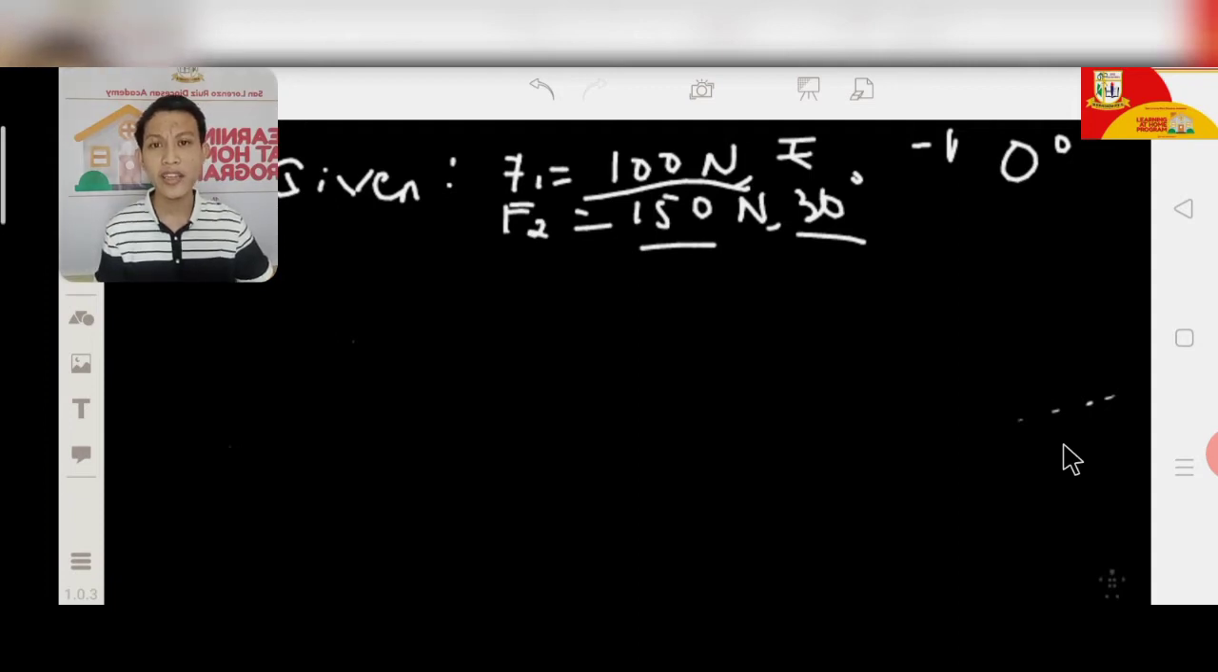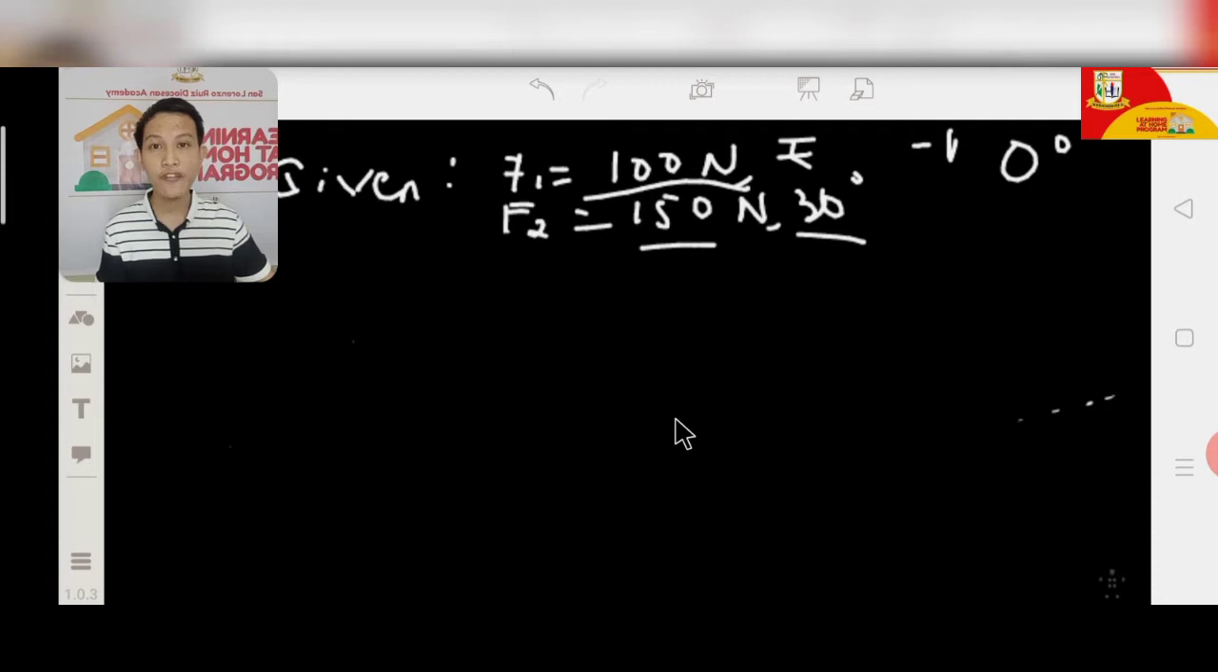It is indicated here that east is also equivalent to 0 degrees because we need to find the exact value of that direction, where east is always equal to 0 degrees, and then north is equal to 90 degrees, and then west is equal to 180 degrees, and then south is equal to 270 degrees. Now for east, we will use 0 degrees. And then F2, we have 150 newtons, 30 degrees.